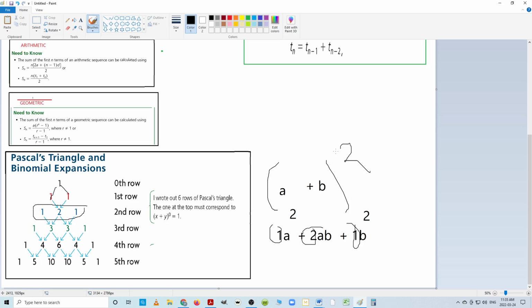It turns out that if I expand this to a cubed, I'm going to use the triangle now. So a cubed should be this next row here. I'm going to get rid of all this.